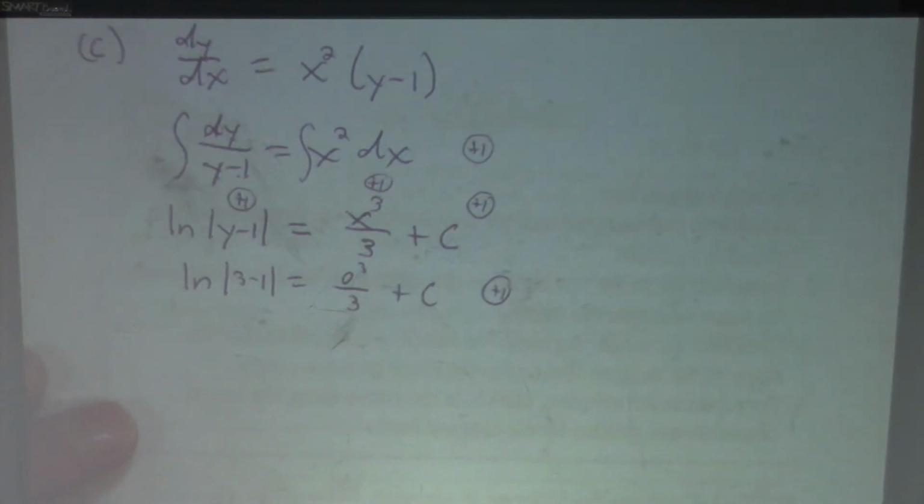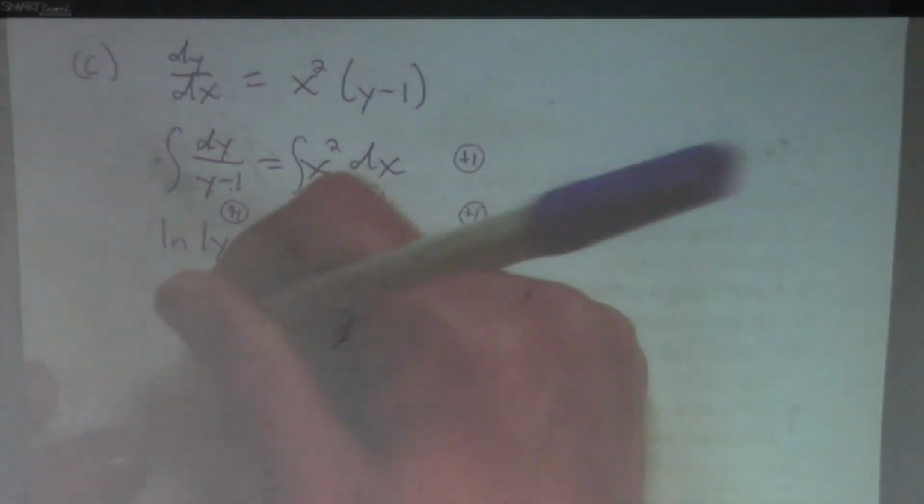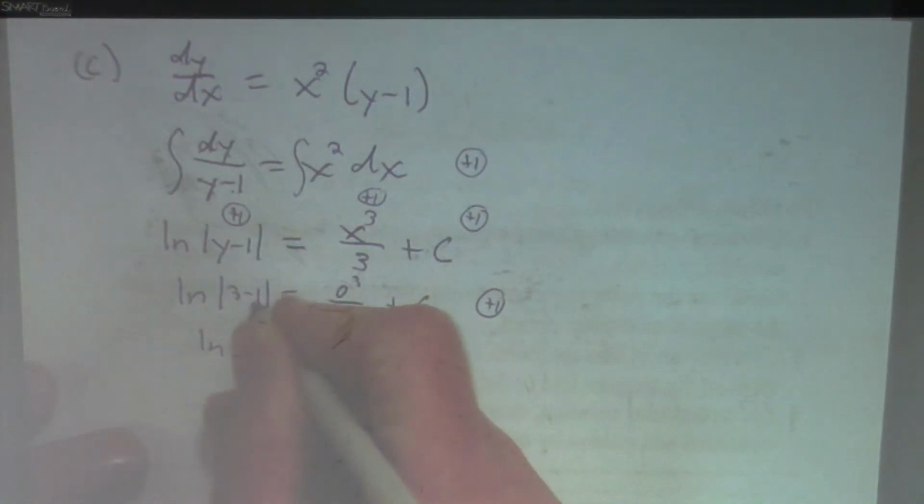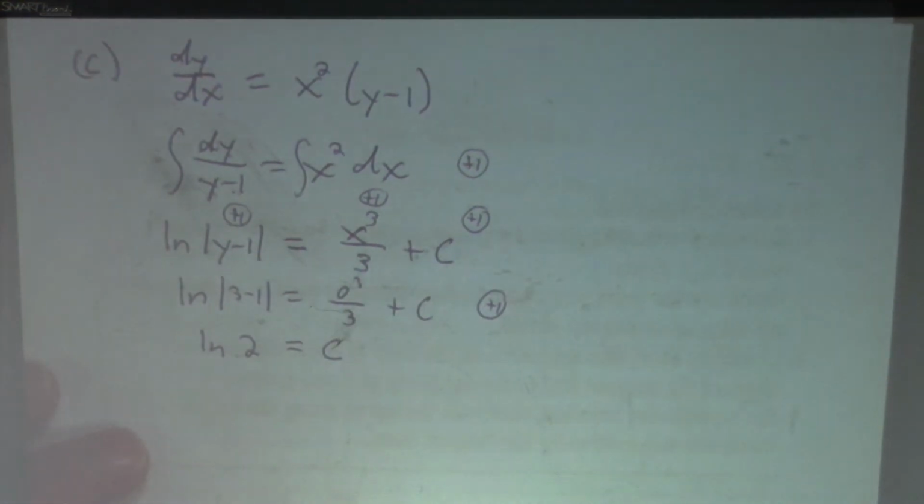Now, if you messed up the c number, that would cause your final answer to be wrong, and that would cost you the very last point. Because that last point is going to come from solving for y. But you can't do that until you find that c number. So I had the natural log of 2. I don't need bars anymore because 2 is positive. And that's 0, so I have c is the natural log of 2.